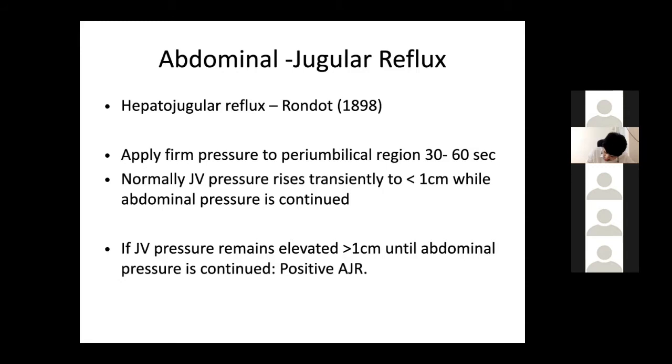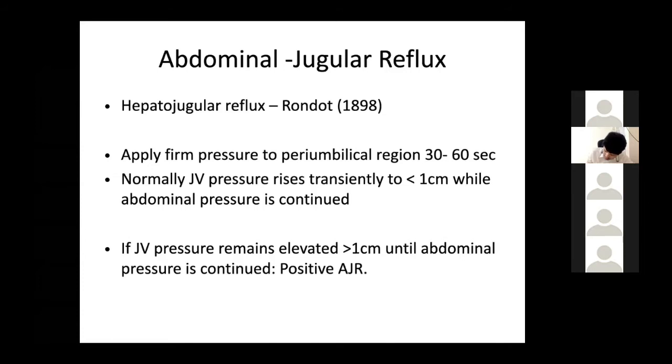The patient should be very quiet, and you should explain beforehand what you are going to do, because if you do it suddenly, the patient may do a Valsalva and it may give a wrong finding. You should make sure the patient is not doing a Valsalva, and the patient should be quiet, neither inspiring nor expiring. Now what you have to do is apply firm pressure to the periumbilical area for 30 seconds. 60 seconds will be too much.